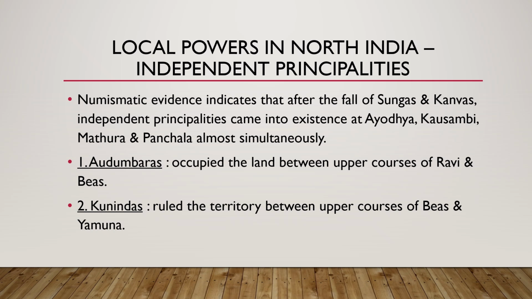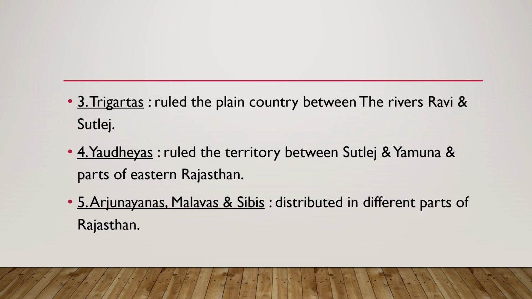So first we have the Odambaras, who occupied the land between the upper courses of the Ravi and the Beas. Then we have Kunindas, who ruled the territory between the upper courses of the Beas and the Yamuna. The third independent principality was that of the Trigartas, who ruled the plain country between the rivers Ravi and Satluj. Then the Yodhiyas, who ruled the territory between Satluj and Yamuna and parts of eastern Rajasthan. And finally, we have the Arjunayas, Malavas, and Sibis, who were distributed in different parts of Rajasthan.